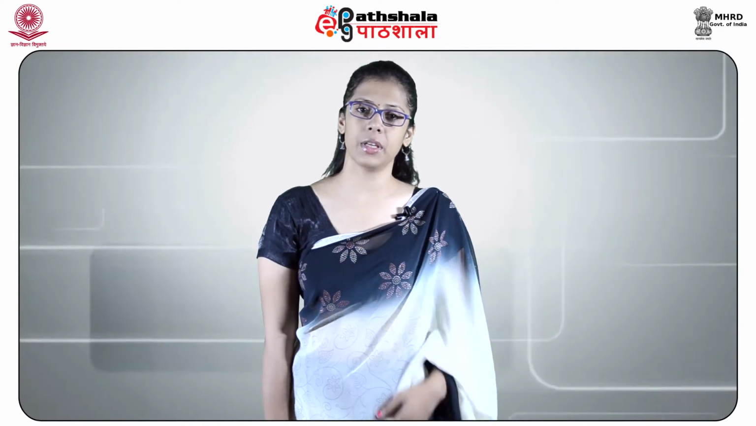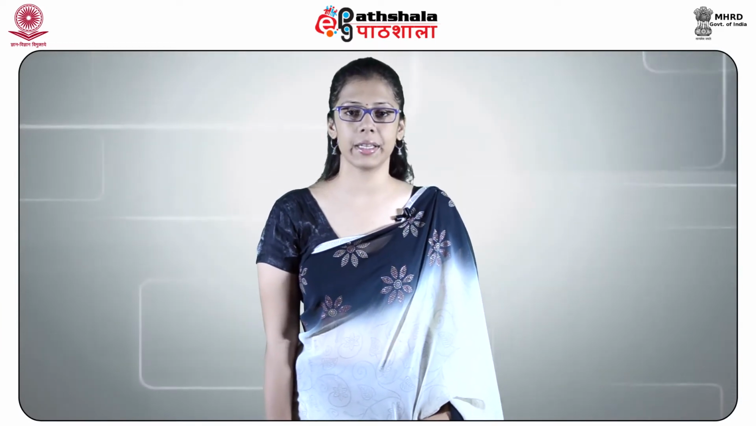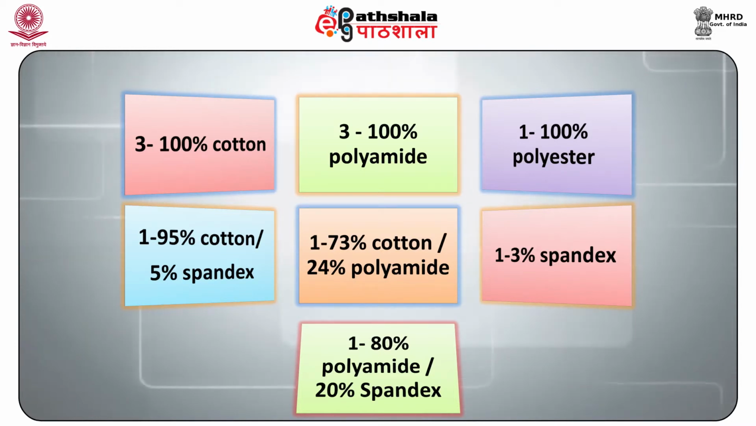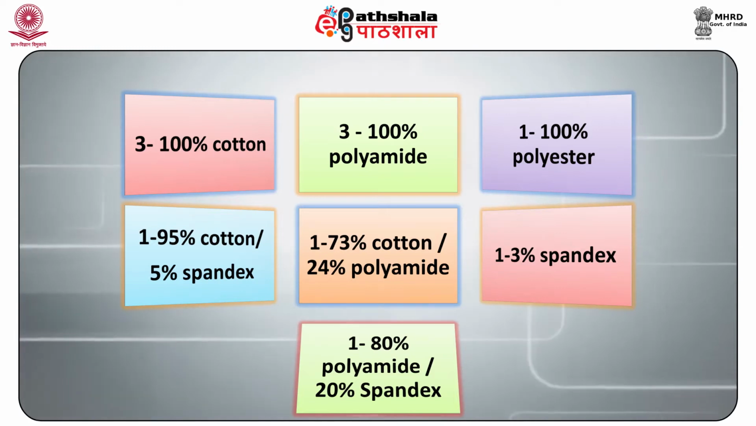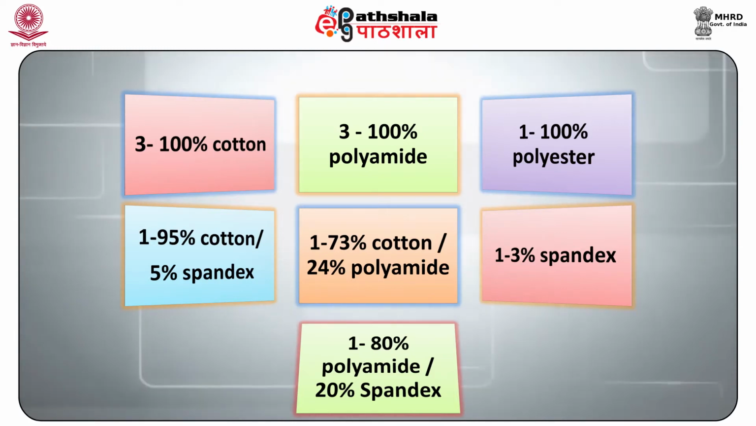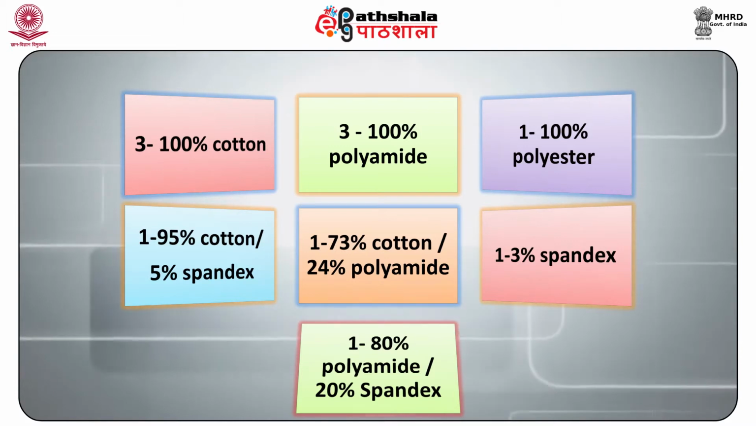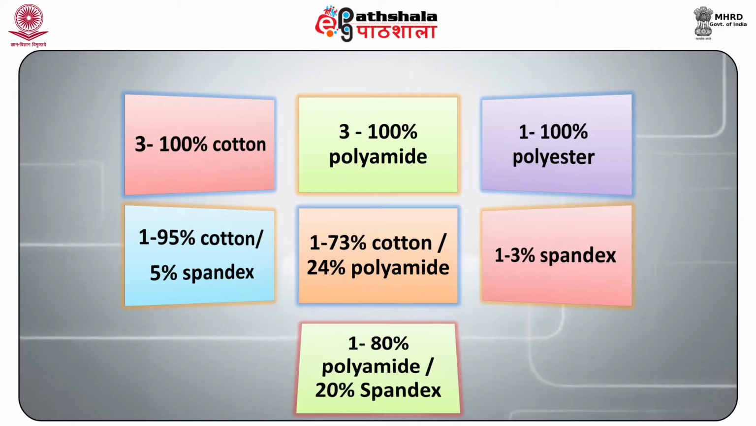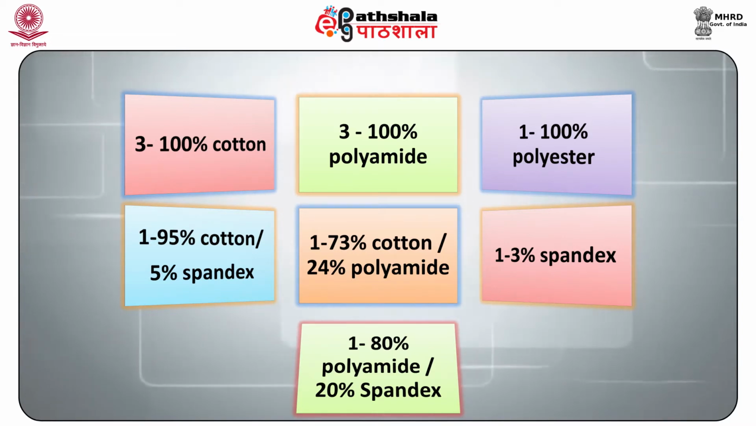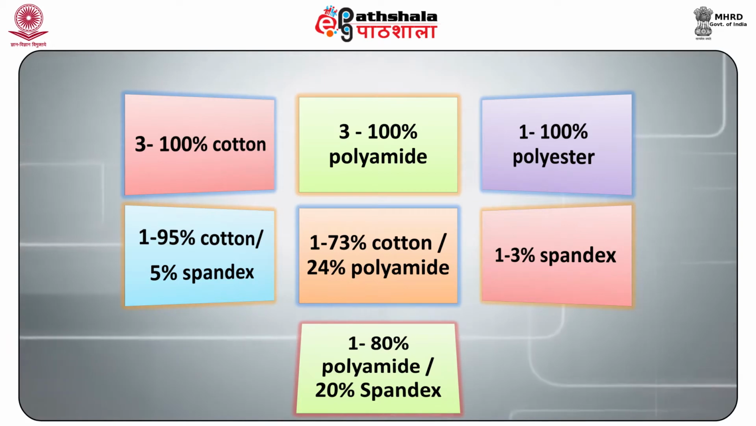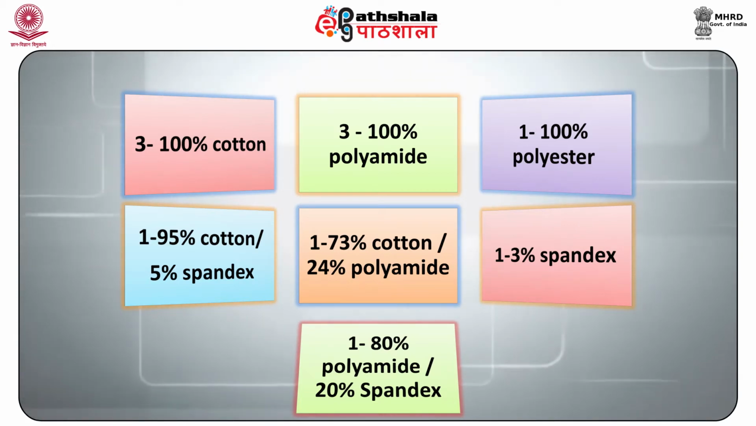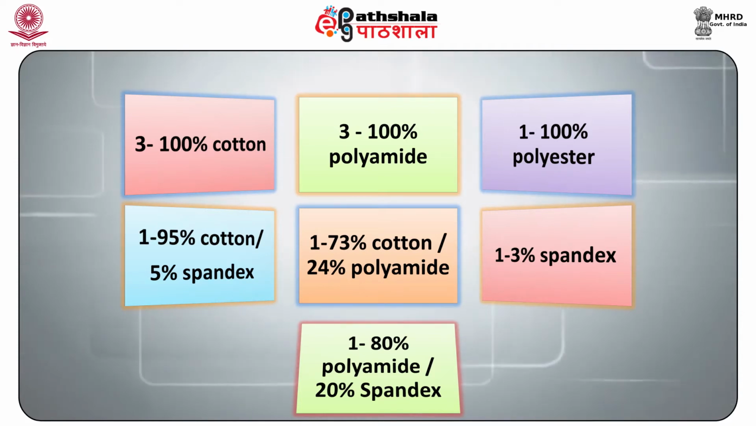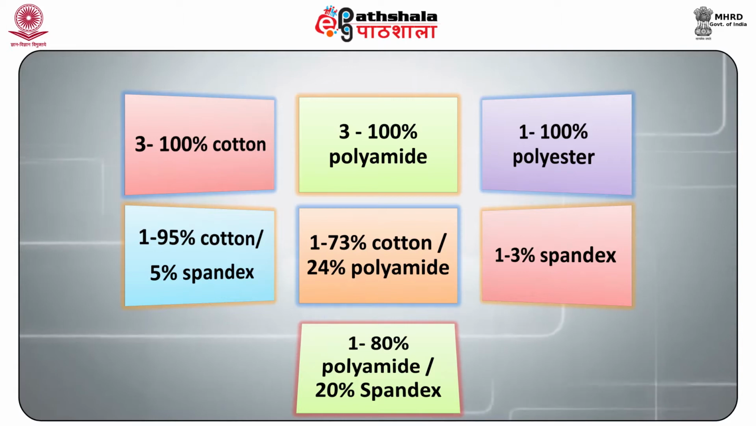Next is examination through ultraviolet light. 11 commercially available pieces of clothing of different fabric types were tested: 3 of 100% cotton, 3 of 100% polyamide, 1 of 100% polyester, 1 of 95% cotton, 5% spandex, 1 of 73% cotton, 24% polyamide, 1 of 3% spandex, and 1 of 80% polyamide, 20% spandex.